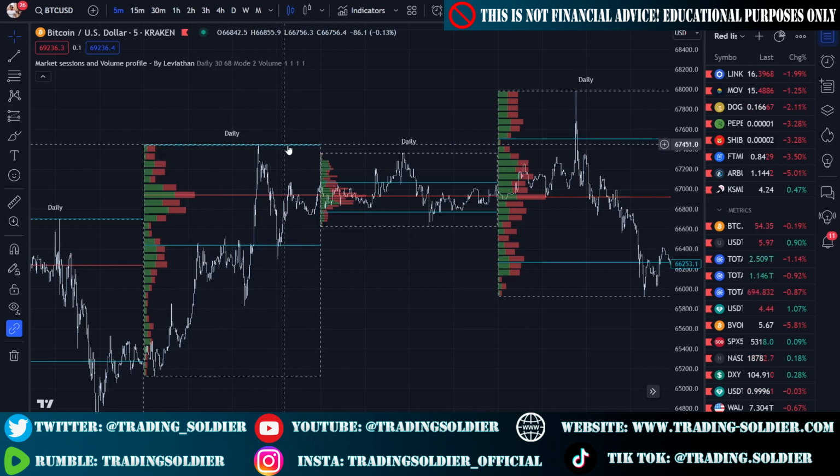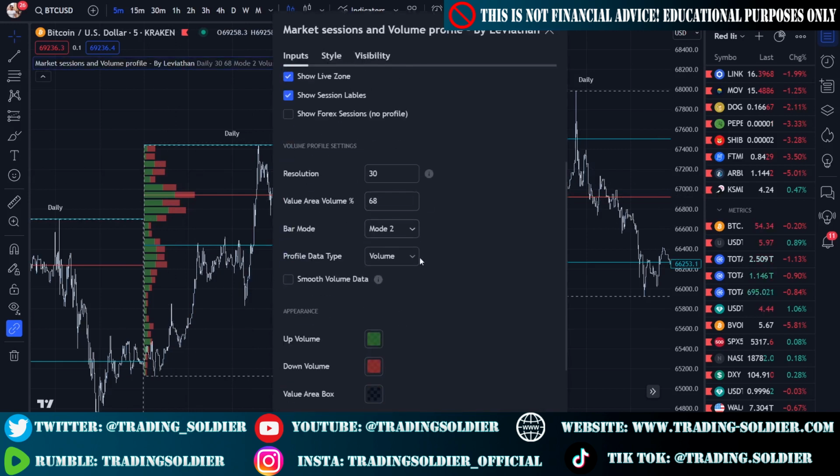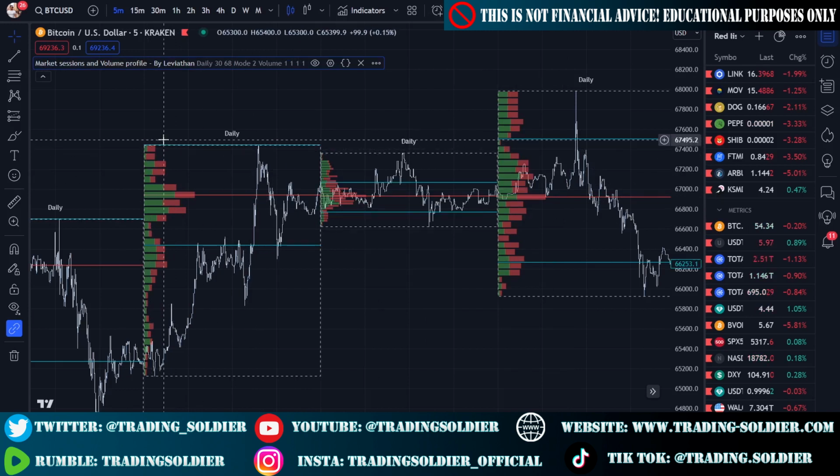And also the VAH, the value area high, will also act as resistance, because it's the highest point. This is the lowest point and the highest point of importance of the 68% highest volume that has traded in this session. Because as you remember, we changed this to 68 instead of 70, okay? So this area between these two blue lines is showing you where 68% of the maximum volume has traded in this daily session.